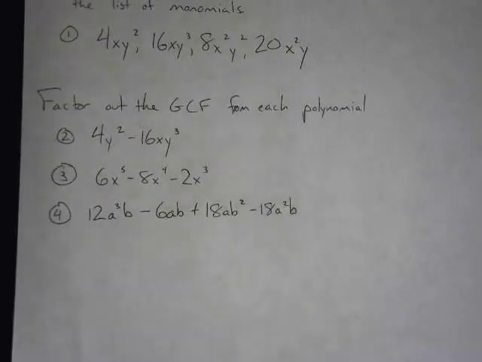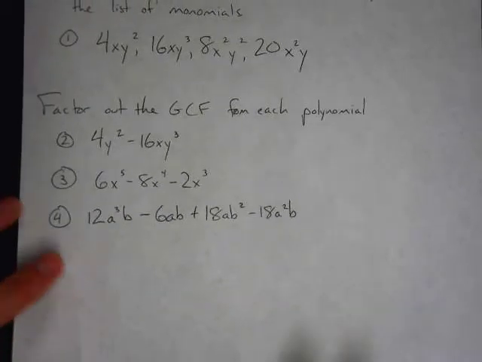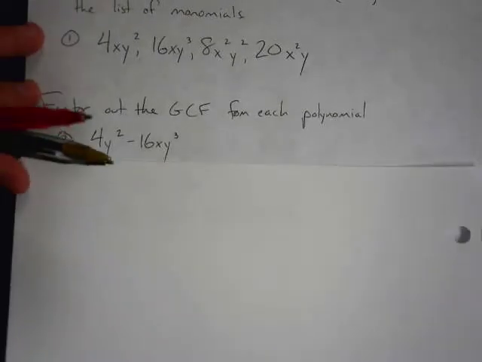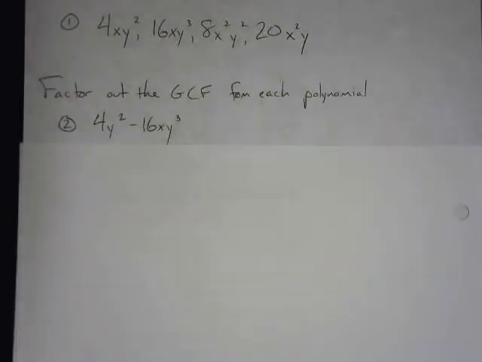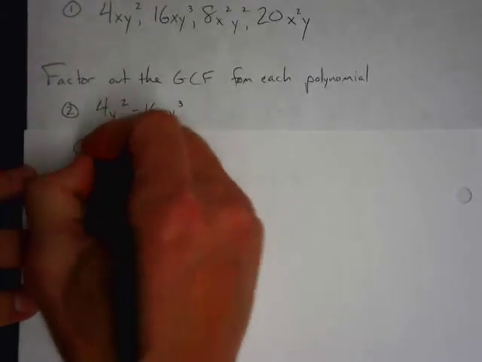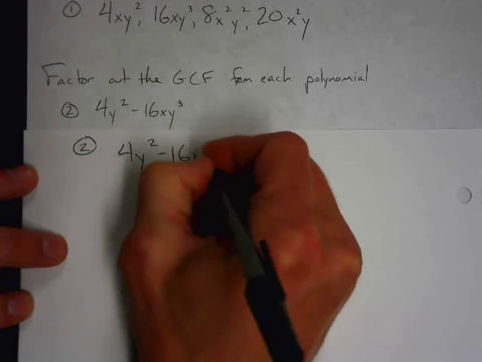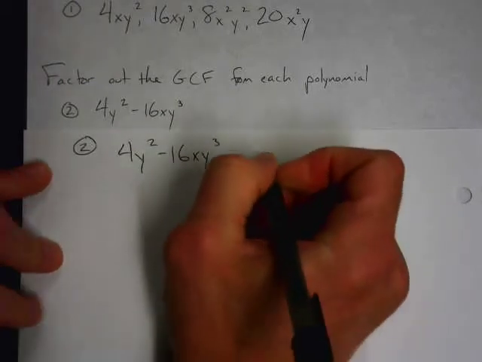Which leads us to these three questions. How do we factor out a greatest common factor from each polynomial? If we look at number 2, what we're going to somehow do is represent this expression as a product of something. So how can we show this one term as a product?